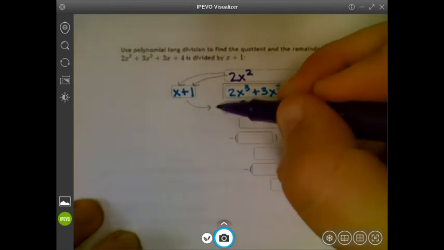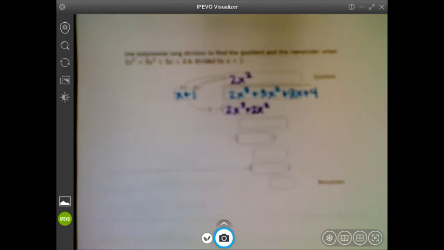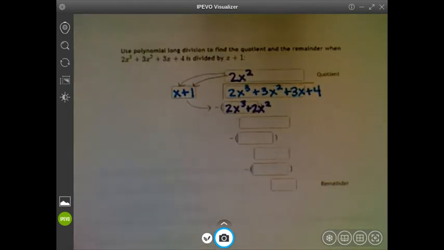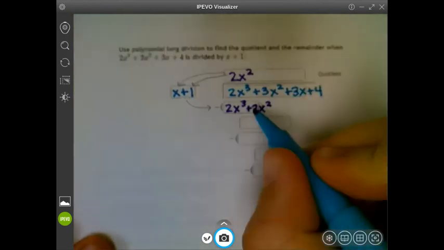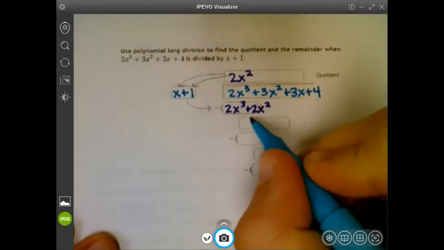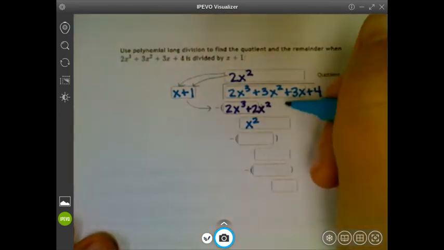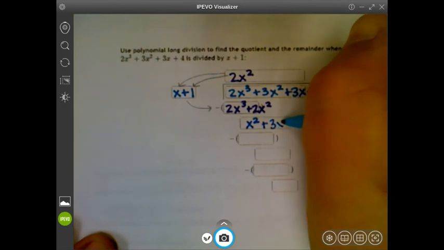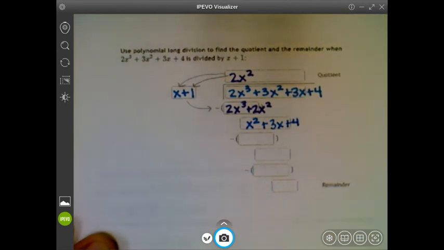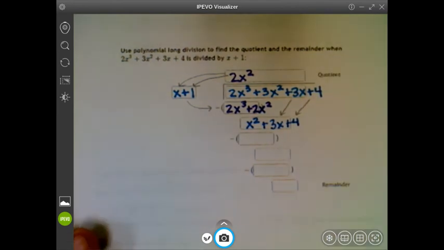And then we're going to subtract this piece from our original polynomial. When we do the subtraction, the 2x cubed minus 2x cubed is 0. Those go away. The 3x squared minus 2x squared, this isn't an add, it's a subtract. When you subtract them, you're going to get just an x squared. And then you should bring these other pieces down. Everything else will just come straight down as normal because you're not subtracting anything from it. And then you're going to repeat the process.